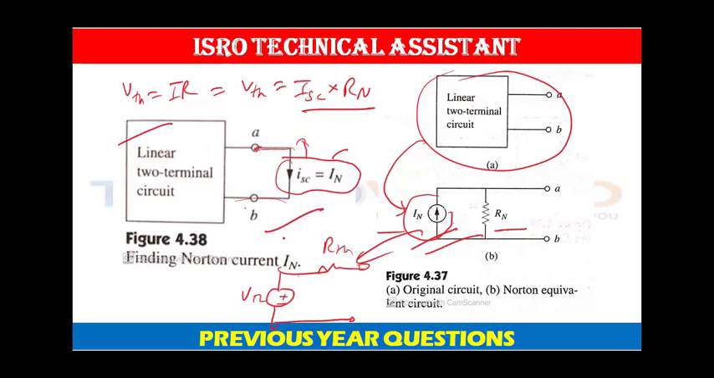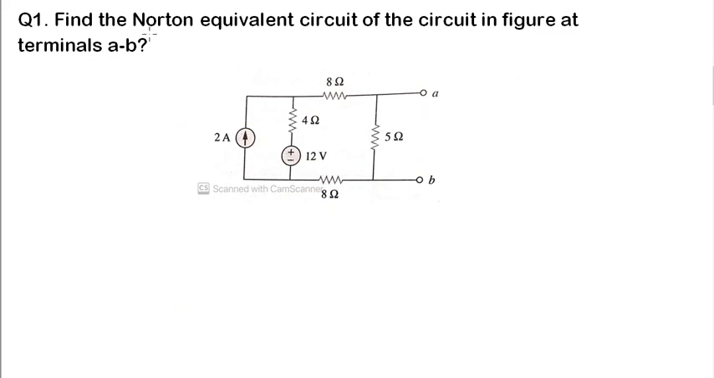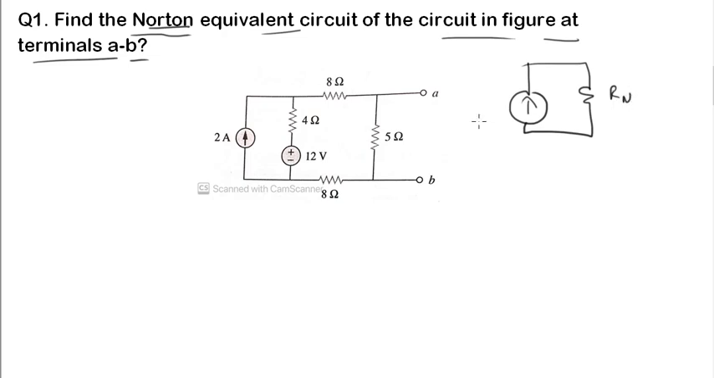Now we will do around 2 questions based on the Norton theorem, so that each and every concept regarding this theorem will be explained to you easily. Question number 1: Find the Norton equivalent circuit of the circuit in the figure at terminal AB. In Norton, one current source is connected in parallel with the Norton resistance. Now we have to find the Norton current and the Norton resistance.